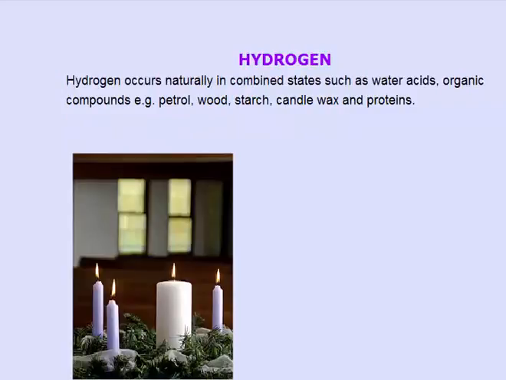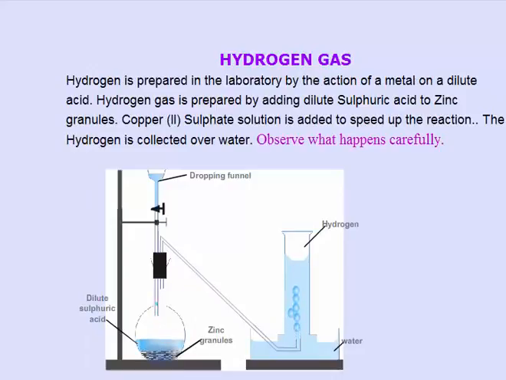Some compounds that contain hydrogen include water, acids, and organic compounds such as wood, starch, candle wax, and proteins. Hydrogen can be prepared in the laboratory using zinc granules and sulfuric acid. Zinc granules are put in a conical flask, and dilute acid is added from a dropping funnel. Copper sulfate is added to increase the rate of reaction. The gas is collected over water into a gas jar.